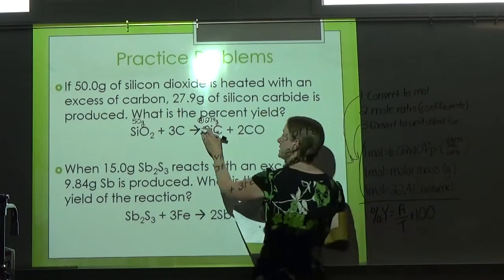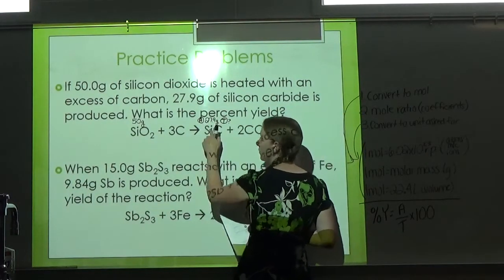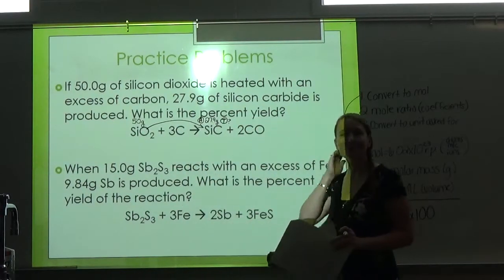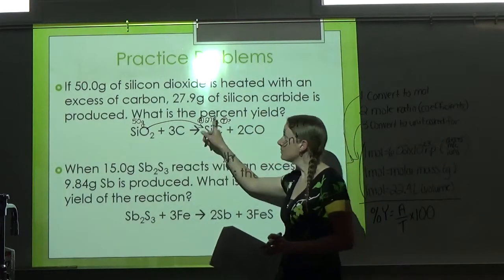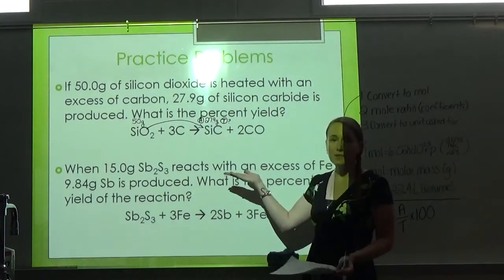Okay, so I know this is my actual. I need to figure out what is the theoretical of SiC. So I'm going to go from here to here. And so like I said, that's the hardest thing that people struggle with on percent yield, is going to a substance where they already know a number. It just seems wrong. But that's what we have to do.